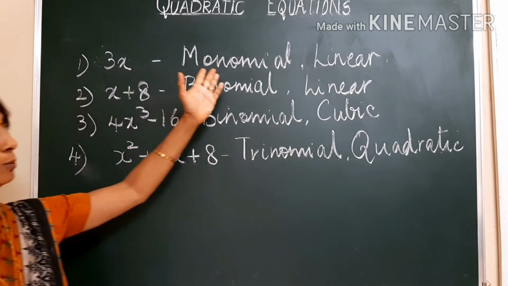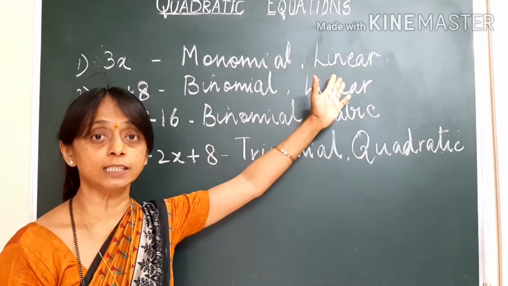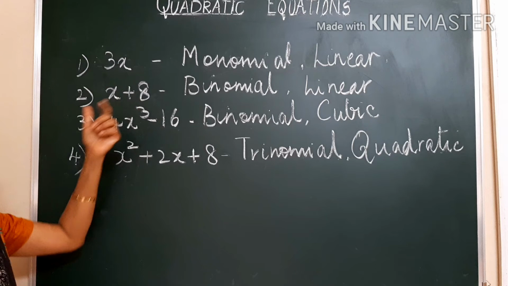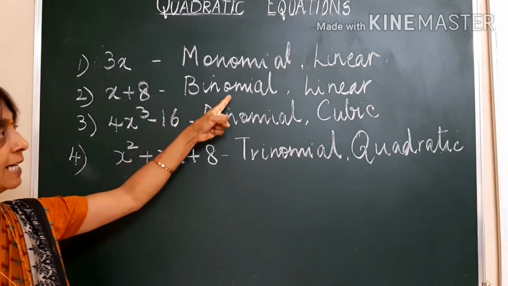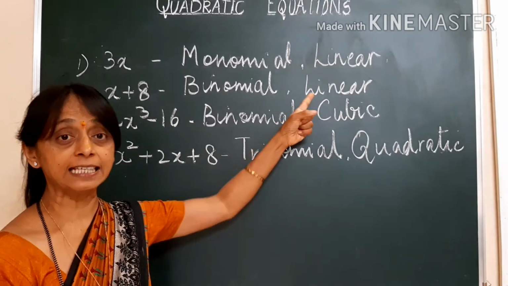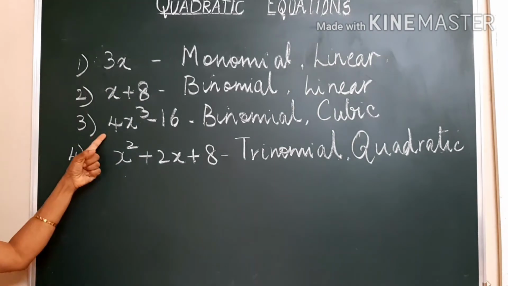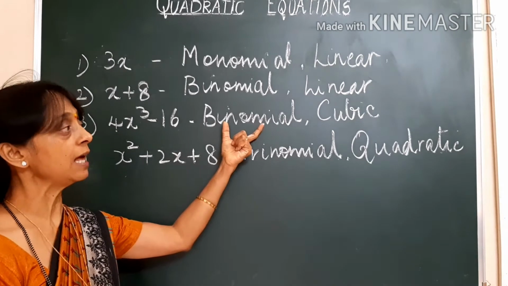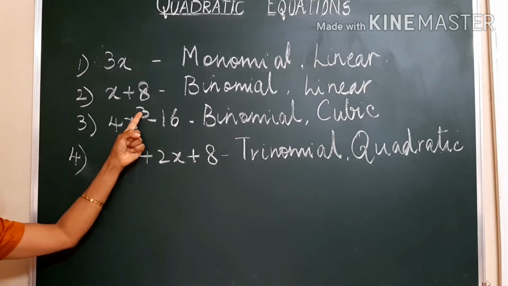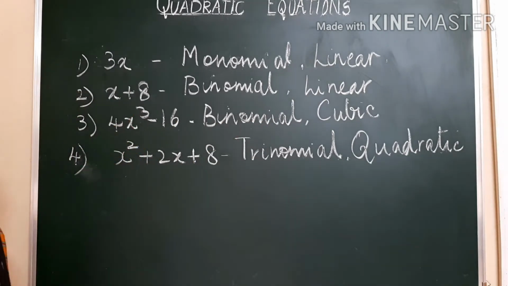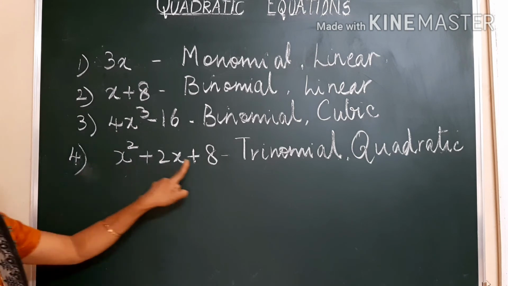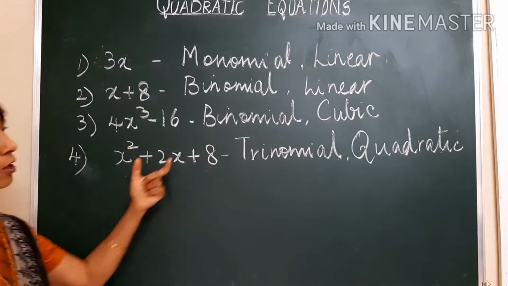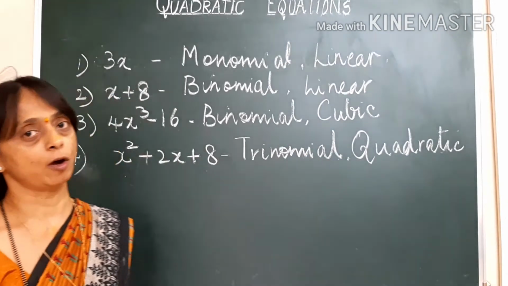So children, we took different examples where we segregated the examples into the types of polynomials. The first one was a monomial, as well as a linear polynomial. The second one, x plus 8, as you have 2 terms, is categorized as a binomial and a linear polynomial. The third, 4x cubed minus 16, is a binomial, as well as a cubic polynomial. And the last one is a trinomial, and as the degree of the variable is 2, you can call it a quadratic polynomial.